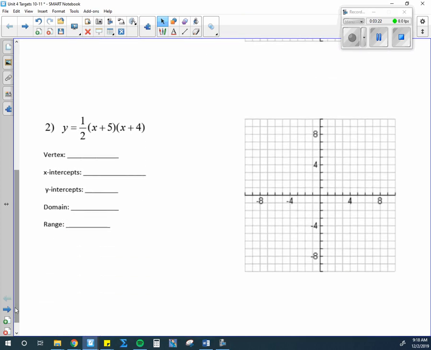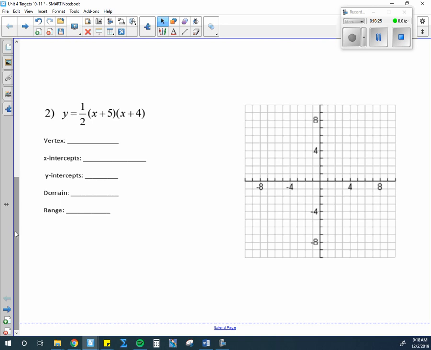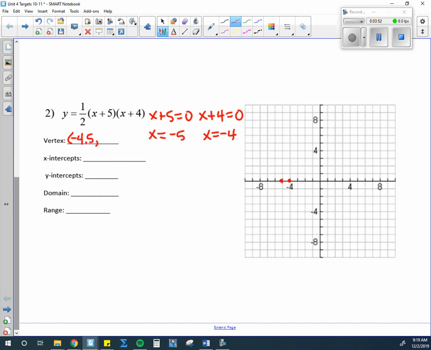For number 2, same process. We're going to start by setting the two x-intercepts equal to 0. So x plus 5 equals 0, x plus 4 equals 0. So I will get -5 and -4. I'm going to plot those. And then the x value of my vertex is halfway in between those, which is -4.5. I'm then going to take -4.5 and plug it into my equation for x.